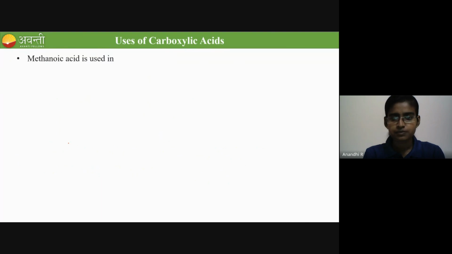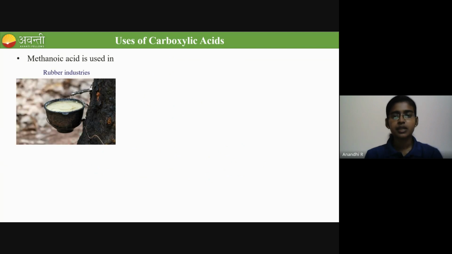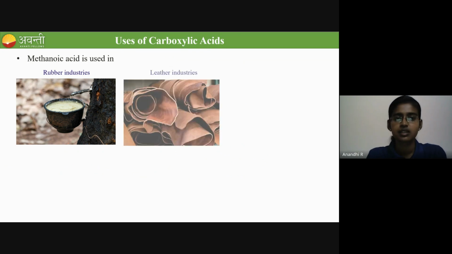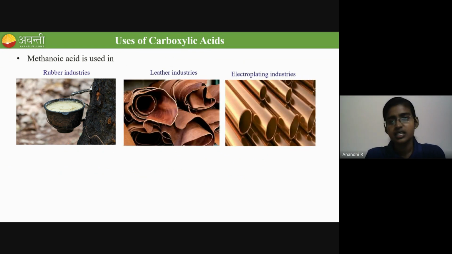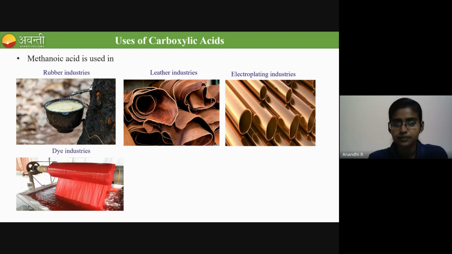Yes. Methanoic acid is used in rubber industries, in leather industries, for electroplating. What is electroplating? Coating a metal with some solution to avoid rusting. Okay, that is called electroplating. So in that solution, methanoic acid is used as one of the components. And in dye industries also, methanoic acid is used.